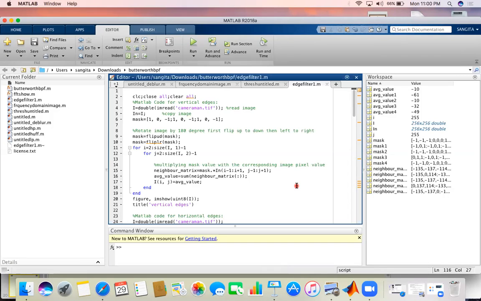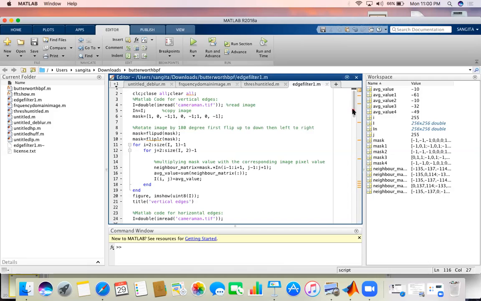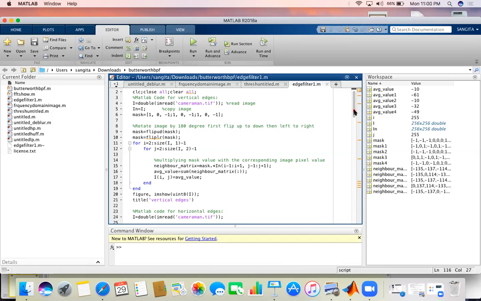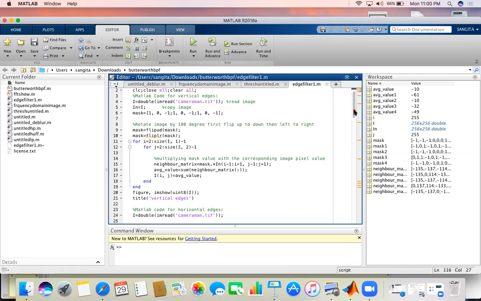MATLAB. So it is showing some edges without any fixed kernel that is inbuilt in MATLAB. It is given by some coefficient kernel. So the cameraman image has been taken.